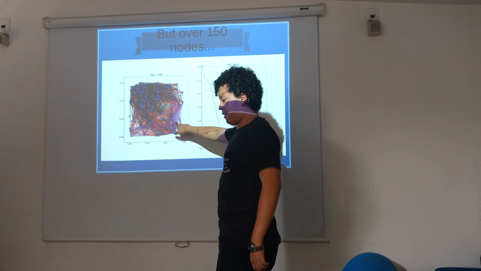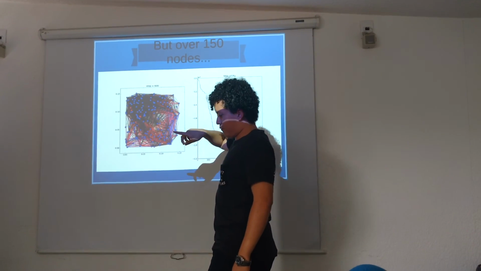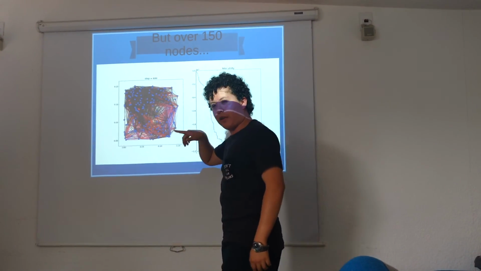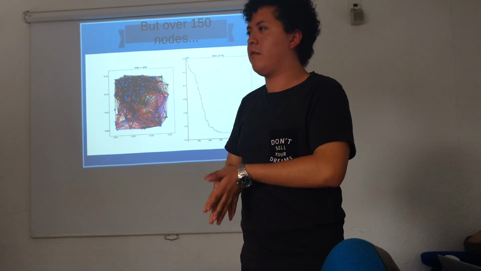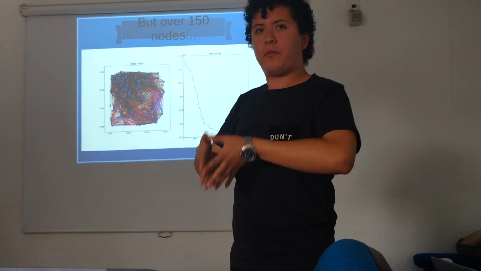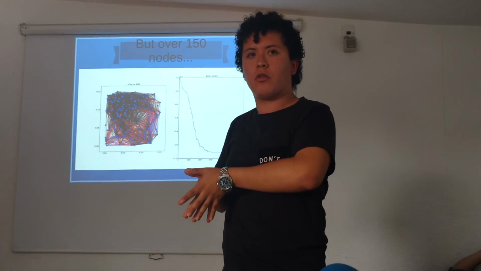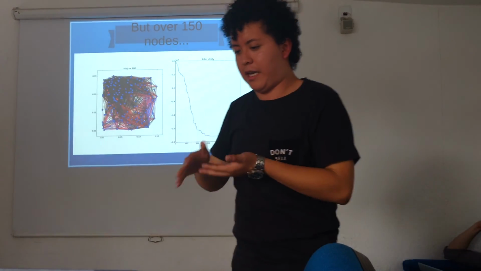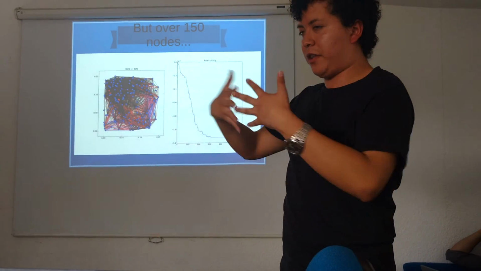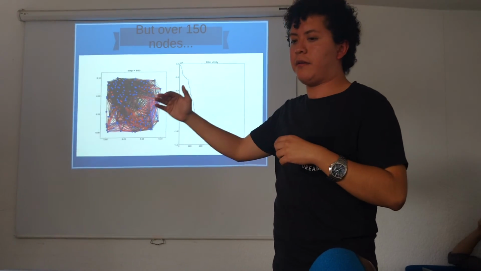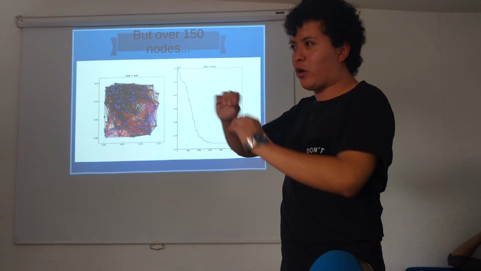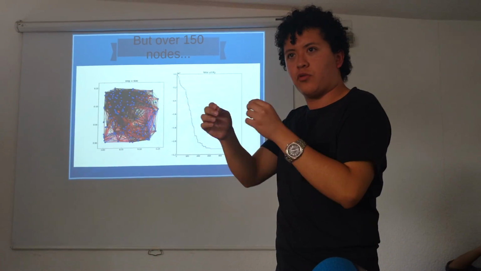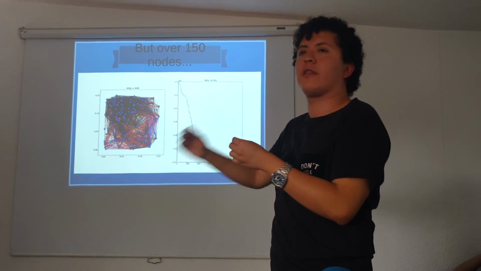Dunbar thinks that in a population of 150, it's the optimal number for making a social group, because the degree of interaction is very high, but it starts to have some problems to cooperate with all the agents.